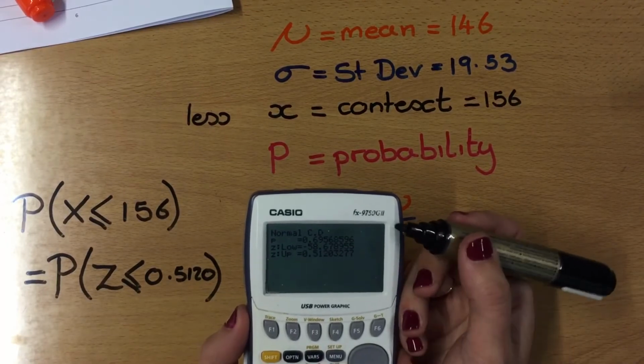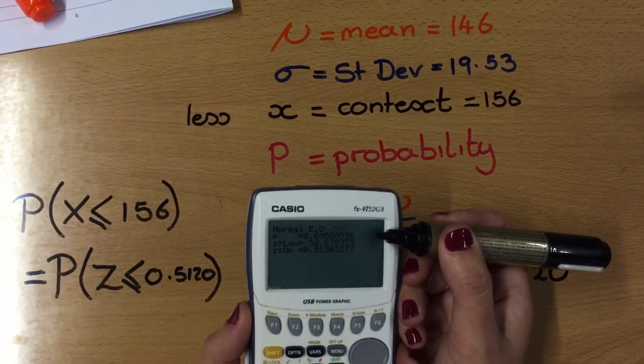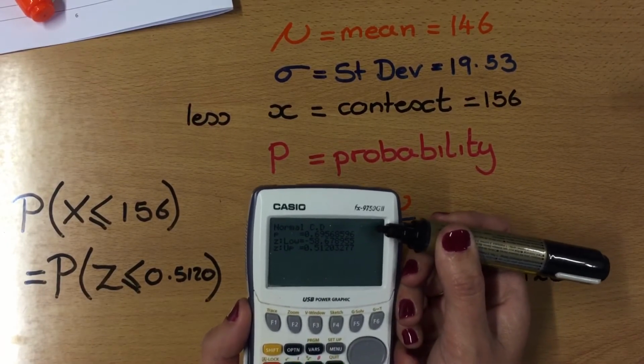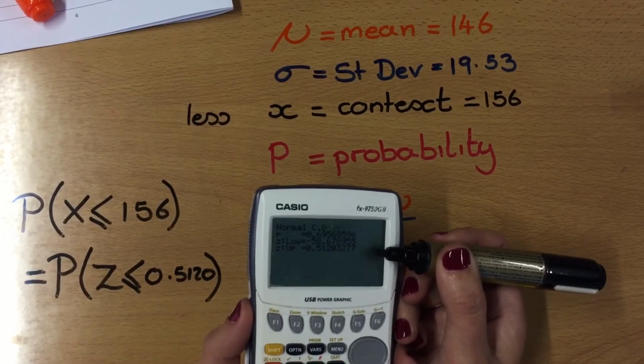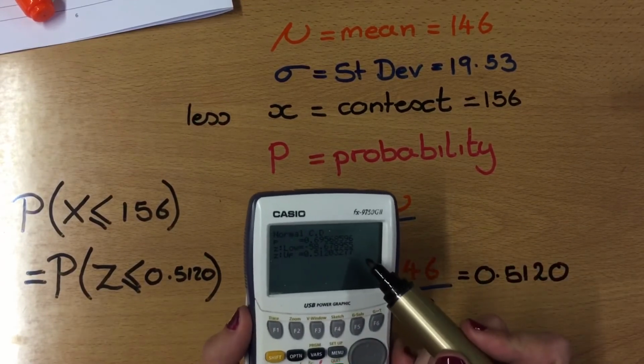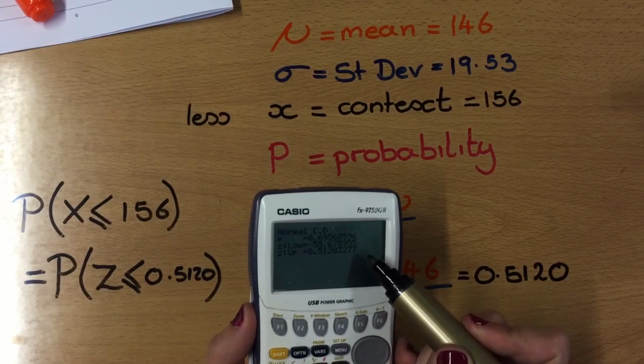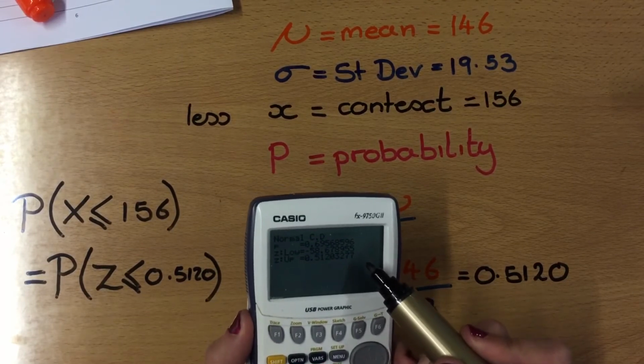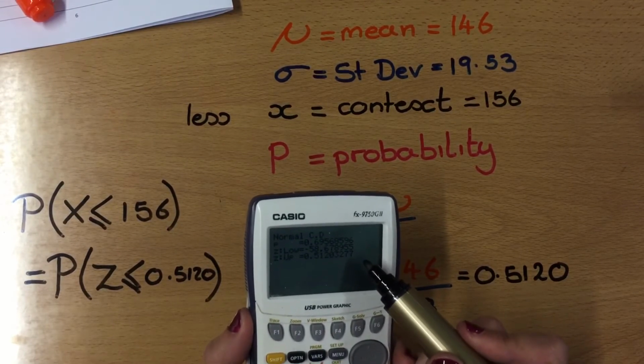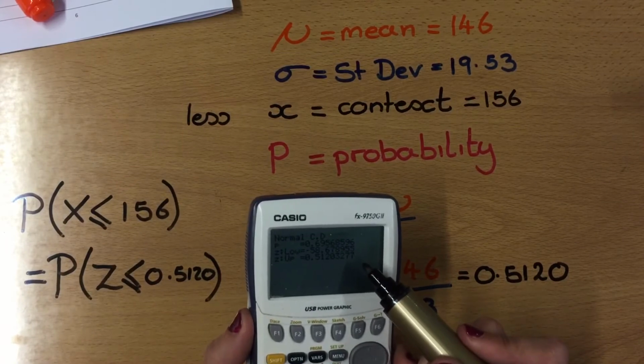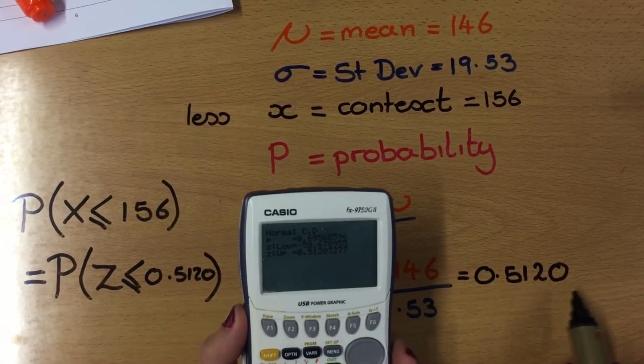So, it tells us our probability, and it tells us what it thinks our value of z would be. And that gives us a really nice double check that we've done the right thing and we've put the right stuff in the right place, because that's the same as the value that we got for z.